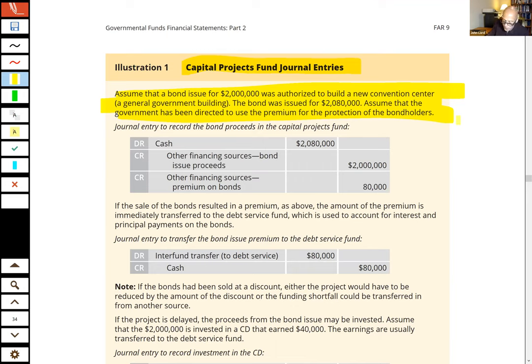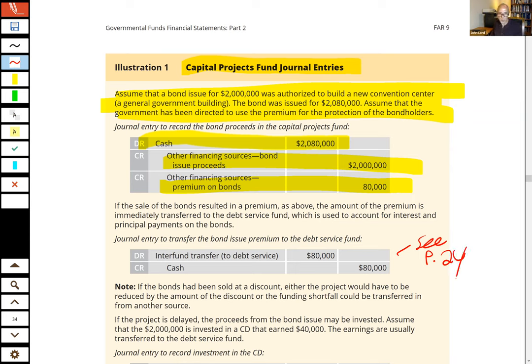Now, notice that we take all the cash initially into the capital project fund, and then we have the other financing sources. Here they just made it two separate line items, other financing source, the principal part and the premium part. And remember when we talked about the debt service fund last time, on page 24, we saw that for the premium, that money would be transferred into the debt service fund. So that's what we do here. We have an OFU, other financing use, interfund transfer out to the debt service fund, credit the cash, and we saw on page 24 that money comes into the debt service fund as they transfer that money over for the premium.